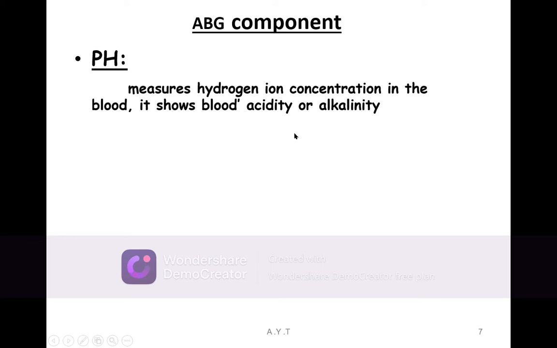The arterial-based components are the pH. I already said that it measures the hydrogen ion concentration, the negative logarithm of the hydrogen ions, which shows blood acidity or alkalinity. With less than 7.25, it is moving towards the acid side, and at more than 7.3, it is moving towards the alkaline side.